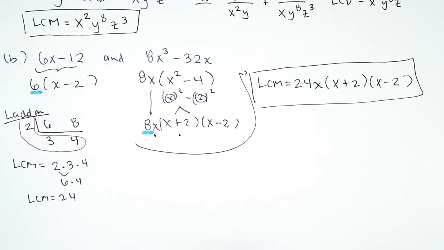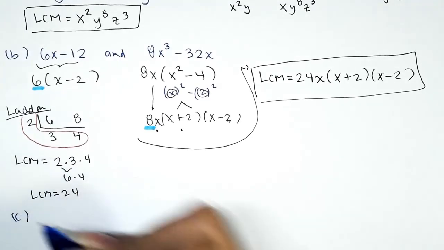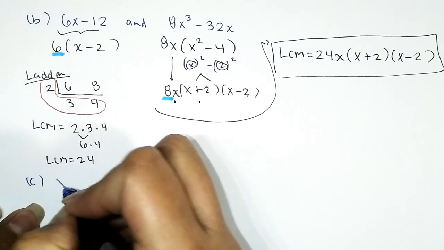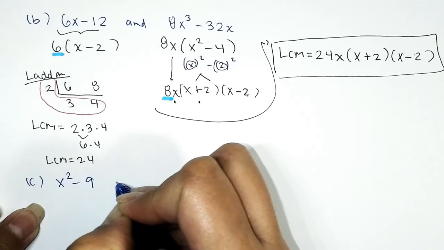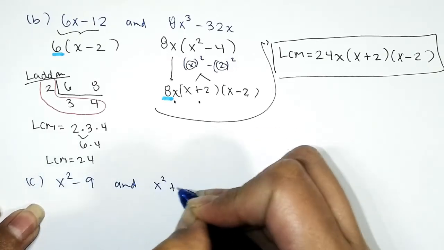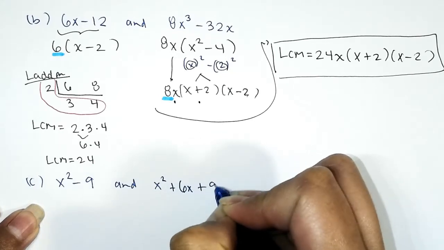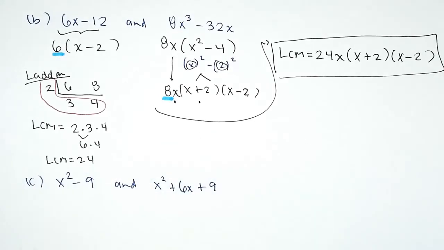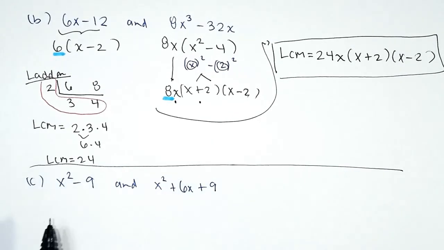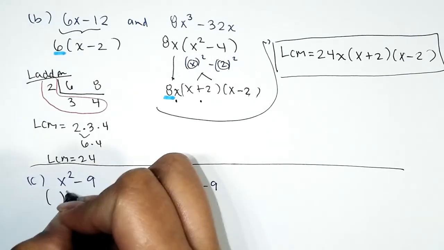Okay, let's go ahead and do our third and final problem, and then we're out. Problem C: we have x squared minus 9 and x squared plus 6x plus 9. Fantastic. So the prerequisite step is to watch out for common factors. The first polynomial doesn't have any factors in common other than 1. It's a binomial with a minus, so let's see if we have a difference of squares.